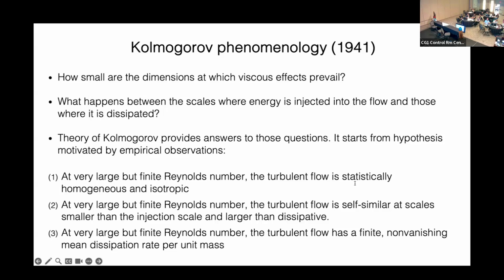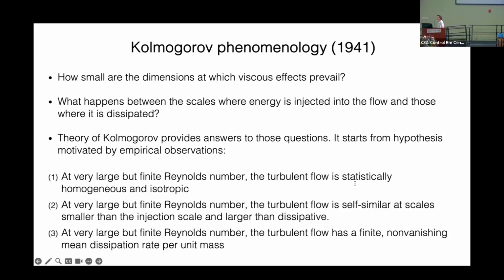Kolmogorov developed this phenomenology of turbulence starting from three hypotheses that are motivated by empirical facts. First, that at very large but finite Reynolds number, the turbulent flow is statistically homogeneous and isotropic. This is also why two signals may appear the same. Isotropic means there is no preferential direction, and homogeneous means it doesn't really matter where you are performing your analysis.